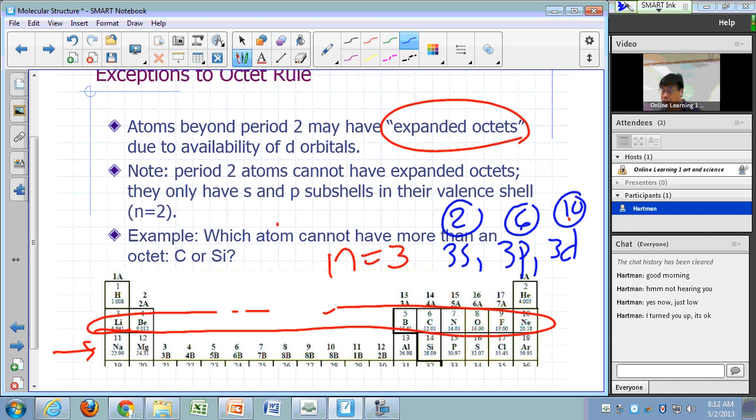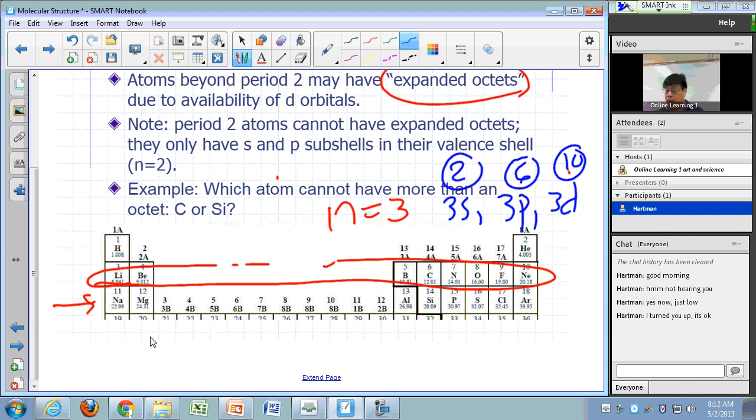In fact, these transition metals right here can actually form covalent bonds, okay? They can form covalent bonds, and they can accommodate up to 18 electrons. There's what's called an 18 electron rule for compounds involving transition metals.